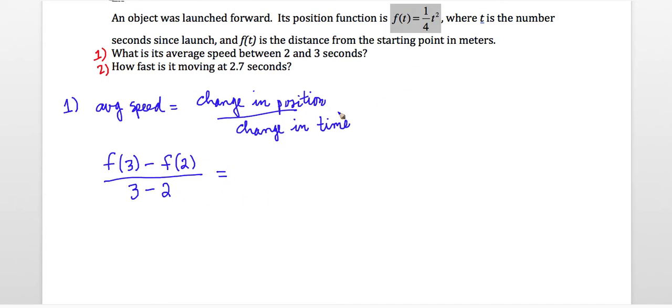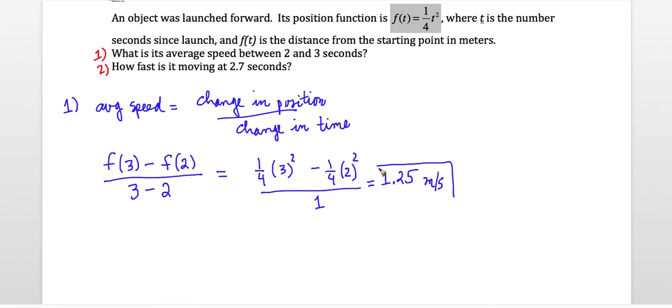Now f is 1/4 t squared, and we're plugging in 3, so this is 1/4 times 3 squared minus 1/4 times 2 squared, all divided by 3 minus 2, which is just 1. And when we compute all of these mathematical terms, we get 1.25 as our answer. And our unit here, units are important, would be meters per second. Okay, so the average speed of this object between 2 and 3 seconds is 1.25 meters per second.